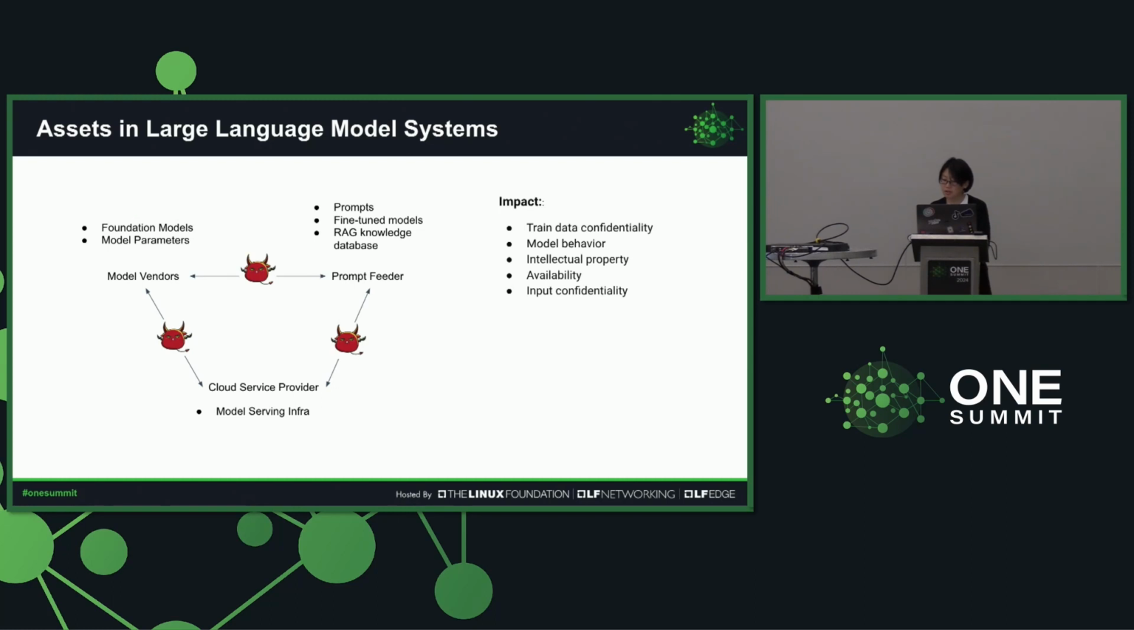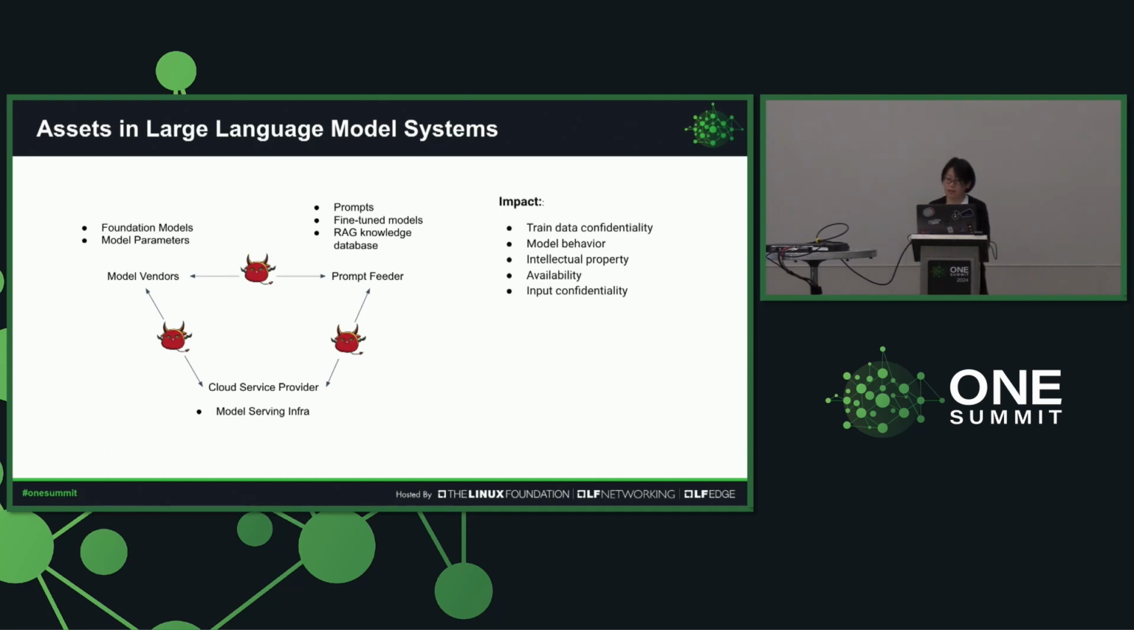And for the prompt feeders, what are the valuable assets? The end customers have their private information in their prompts, so these are within their territory. The fine-tuned models belong to both the model vendors and the prompt feeder. And there are the RAG knowledge databases, as we talked about before, such as the code base in the Copilot or the documents of your company, from which they build up the RAG knowledge databases. The ownership belongs to the prompt feeder.